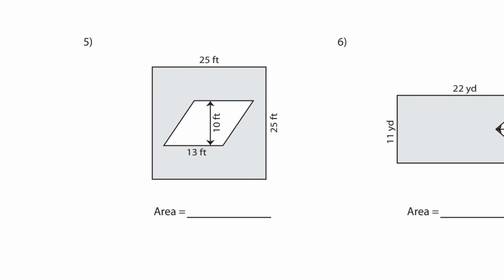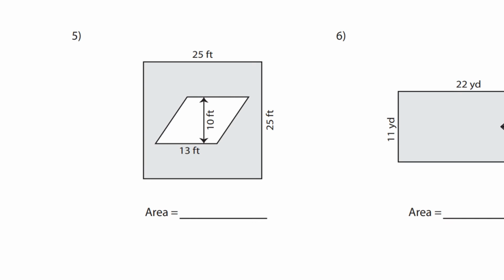Okay. On this one, what is the overall shape here? It's a square. So length times width, or side times side, which is 625. Okay, what shape is the hole that's cut out of that? Parallelogram. Yep. So how do we find the area of a parallelogram? Yeah, just base times height. So it's just 13 times 10, which is 130.